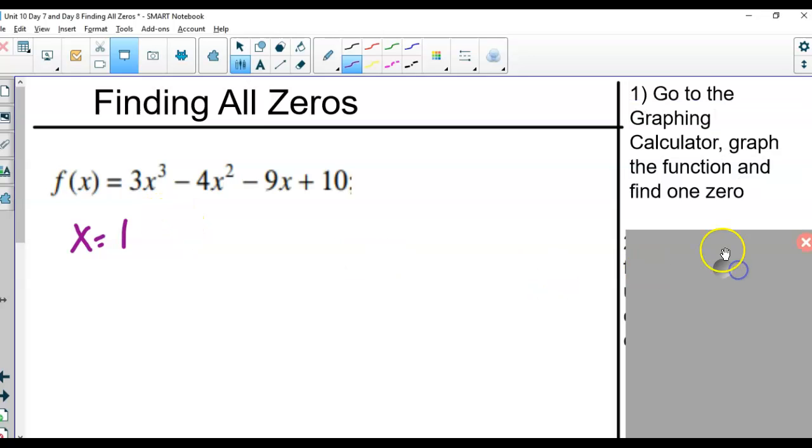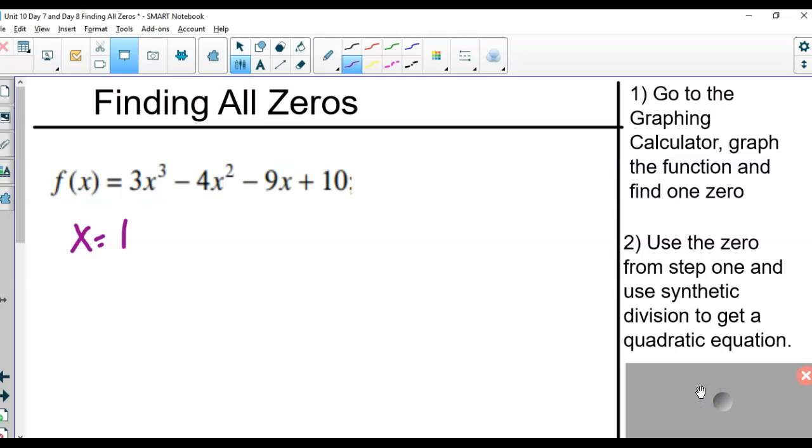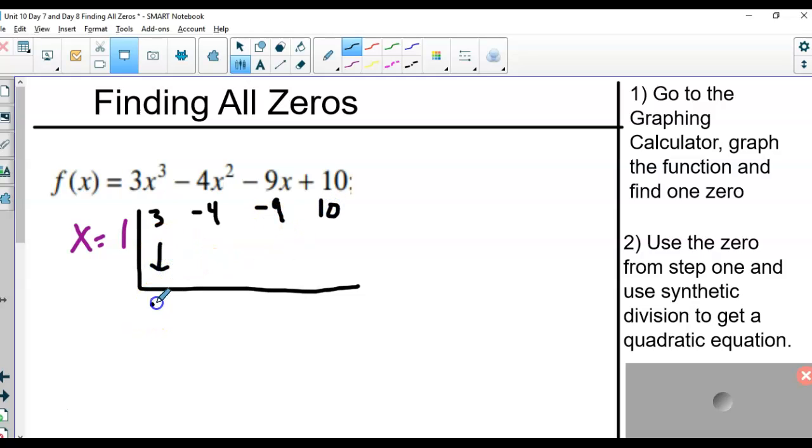That was step 1. Now what we want to do is use synthetic division to get a quadratic equation. Again, I'm going to go faster through this one because I went slower on the last one. I have 3, -4, -9, and 10. I'm going to bring down the 3. I'm going to multiply this 3 by 1. 3 times 1 is 3. I'm now going to add -4 plus 3, which is -1.